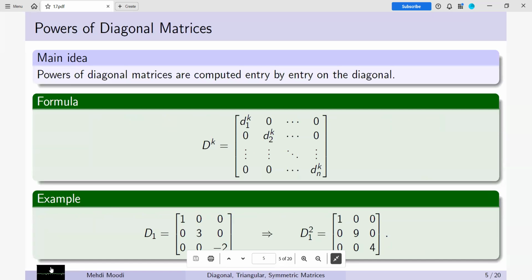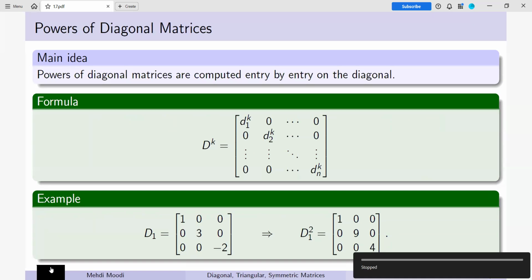Taking powers of diagonal matrices is very easy. We just raise each diagonal entry to that power. Notice that -2 squared becomes +4.